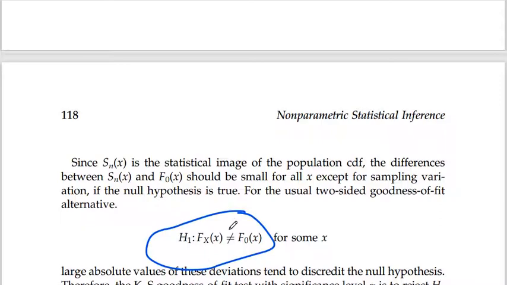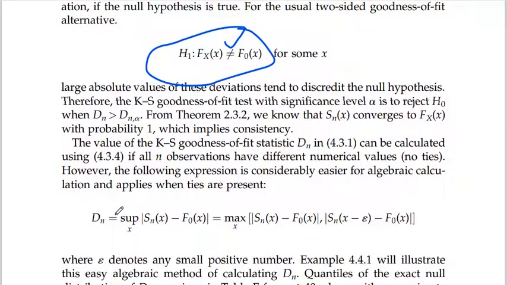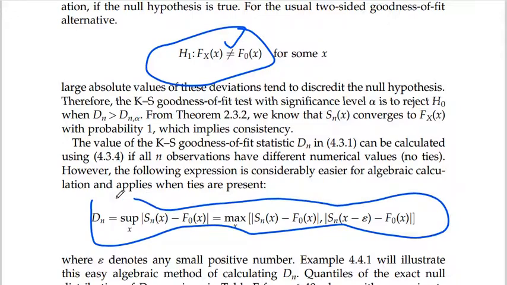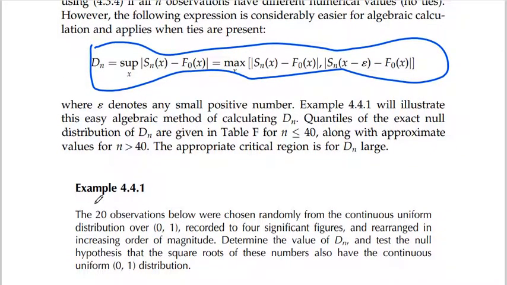Here I am taking a two-tail test. The theory you can also read. This is the formula, we know this. This is the test statistic for Kolmogorov-Smirnov. Now this example is important, but I will discuss 2-3 examples.